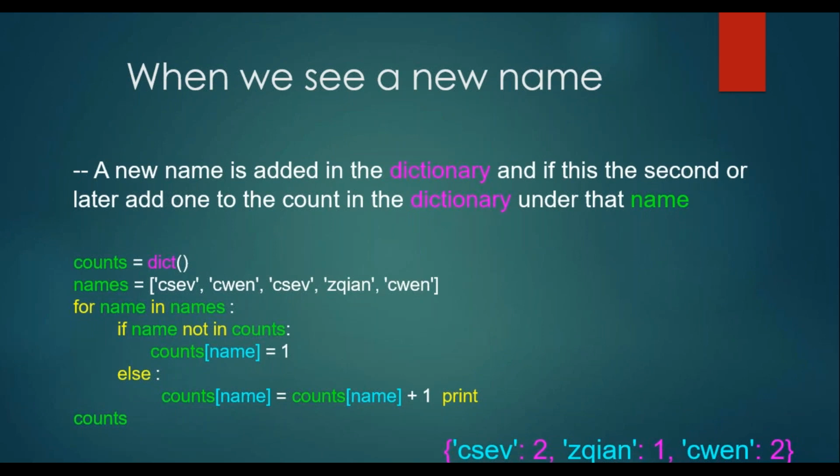If name not in counts, then counts of name is equal to 1. Not in counts, meaning it is not counted yet, so counts of name is equal to 1. Else, counts of name is equal to counts of name plus 1. Print counts. See, I can show you this program.